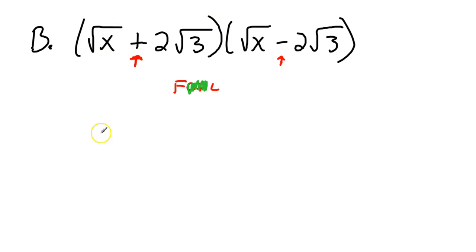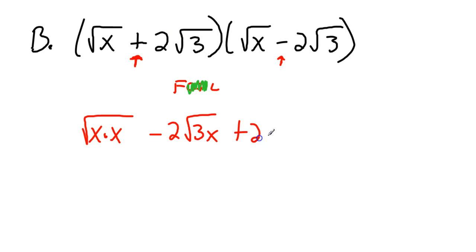So if we do x times x, there's our first term. We do x times negative 2 square root of 3, so that's 1 times negative 2, you get negative 2 square root of 3x. Doing the next two, you get a plus 2 square root of 3x. And on the last one, you get a positive 2 times a negative 2 for a negative 4. And then on the inside, you have 3 times 3.